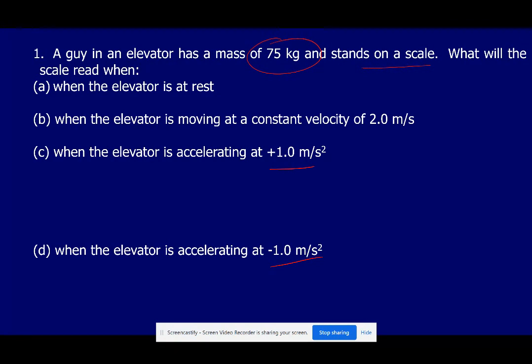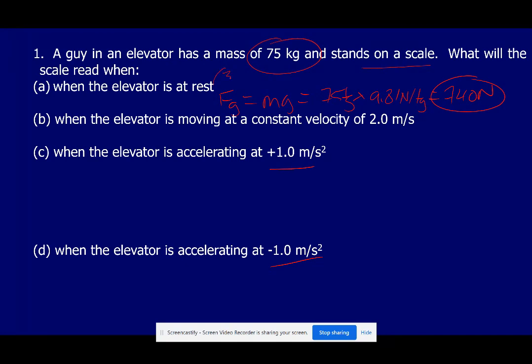So when it's at rest, no acceleration, we're just calculating his weight or his apparent weight here. So no acceleration is just going to be the normal formula, 75 kilograms times 9.81 newtons per kilogram. So I go 75, 9.81, and I'm going to round it to 2 digits here, which is going to be 740 newtons. The calculator actually gave me 735.75.